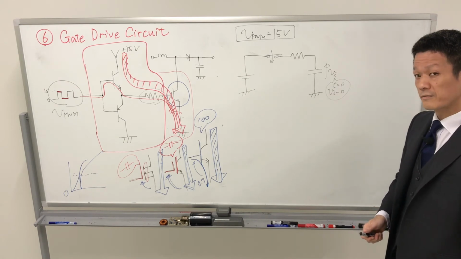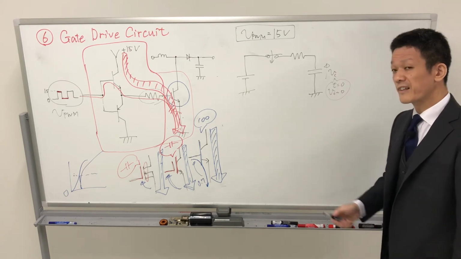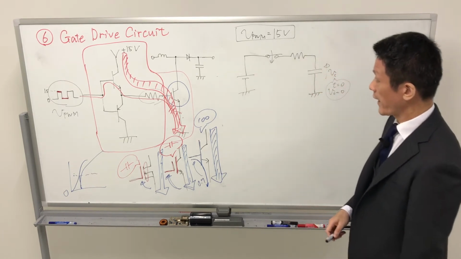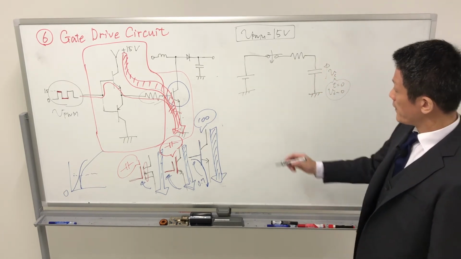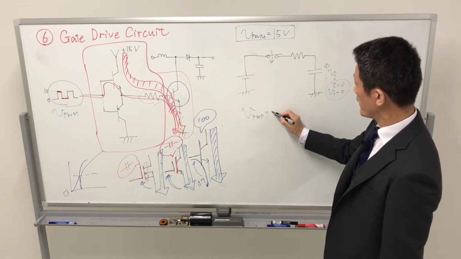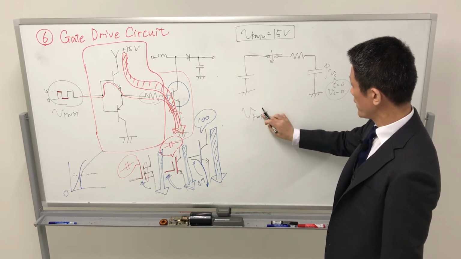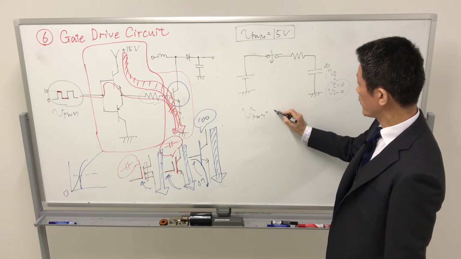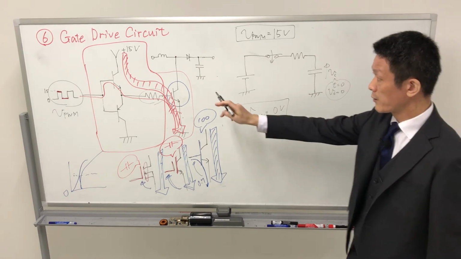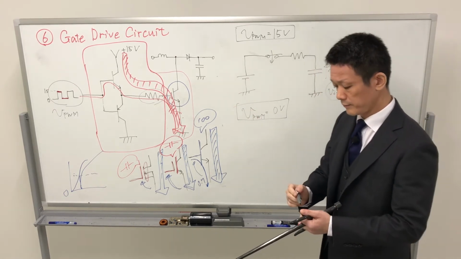Transient phenomenon. We can use this circuit analysis, okay? And in case of VPWM equals 0 volt, how about the equivalent circuit of the gate drive circuit? Please consider.